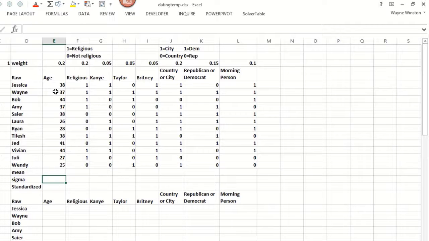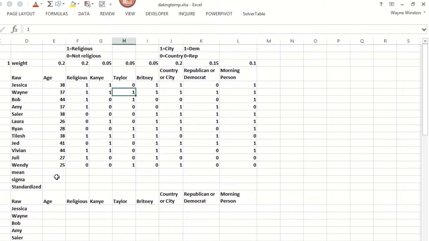So in other words, if somebody is 40 and Jessica's 38, the difference is 2 years. Okay, rather than square the distances, because then you've got to take a square root, it gets a bit messy. So we'll try and look at weighted similarities. In other words, we would take the 1 year difference between Jessica and Wayne times 0.2. Religion, there's zero difference times 0.2. Taylor and Taylor Swift, I liked her. Jessica did not. There's a difference of 1 times 0.05, etc.